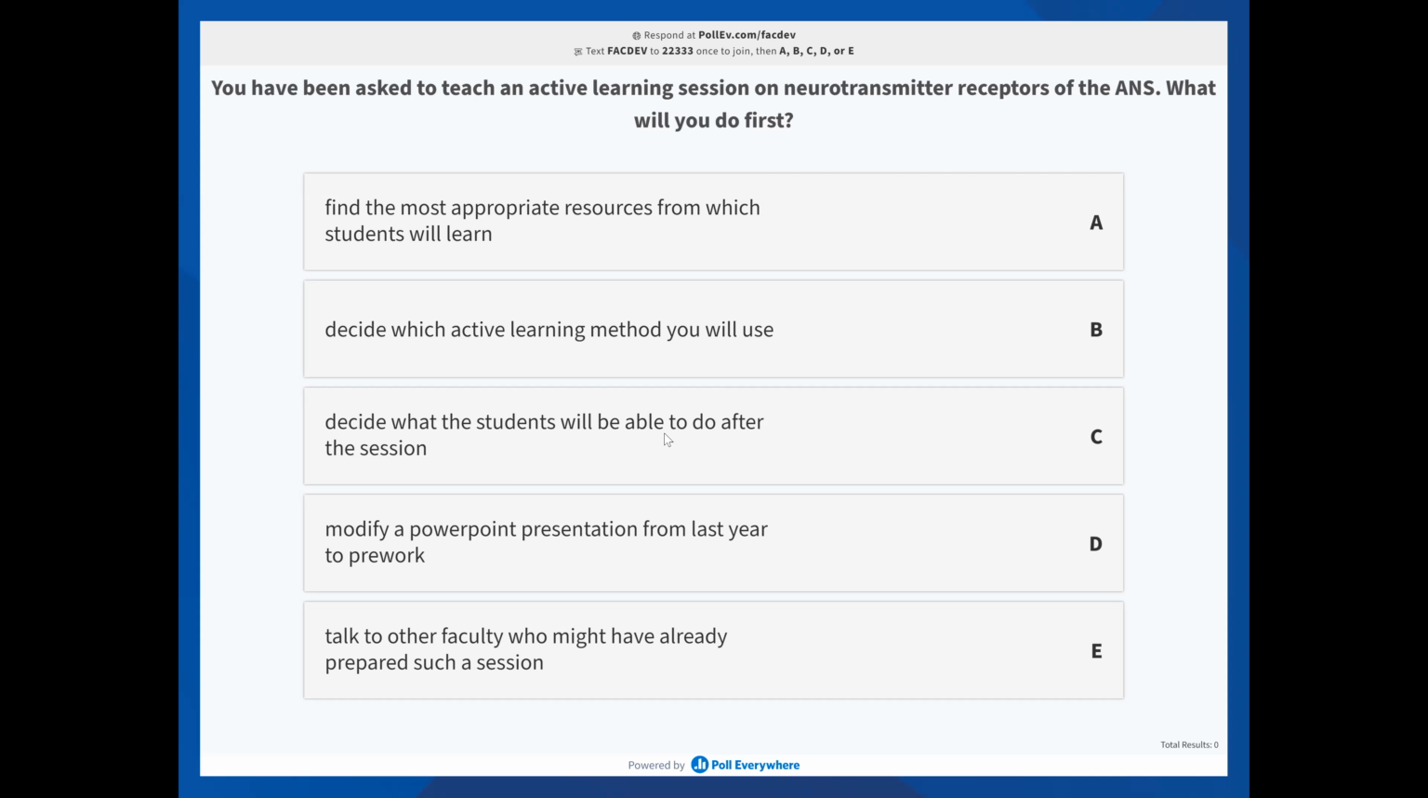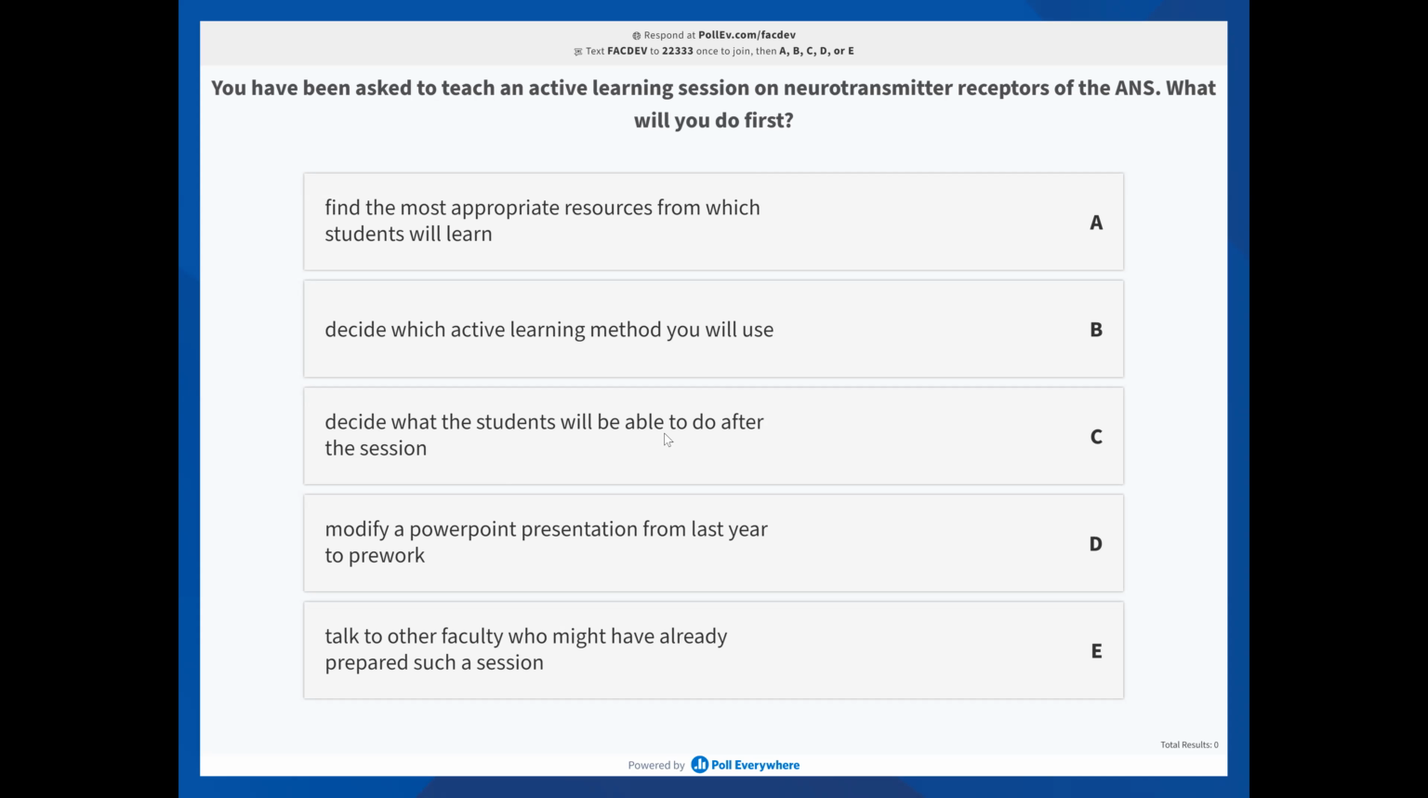E, C? Right. Great answers, because all of these are really good and you can do them, but unless you know what the objectives for the session are, you can't do any of the rest to the degree you need to. Talking to other faculty is a really good idea once you know what it is you want to teach, and then you can pull things from previous presentations.